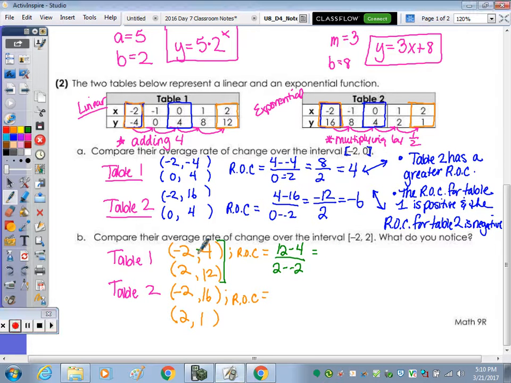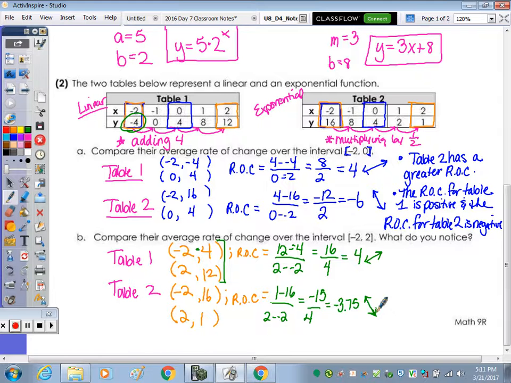Oops, I caught one more mistake. Up here, the y value is a -4. Okay, so we're subtracting a negative. 12 minus a -4 turns out to be 16. And then 2 minus a -2 is 4, and 16 over 4 is 4. So we have a positive rate of change, so indicating a positive slope. And then here, 1 minus 16 over 2 minus -2. So we end up with -15 over 4, which gives us a value of -3.75. Or you could leave it as 15/4. Okay, so that's a negative slope.